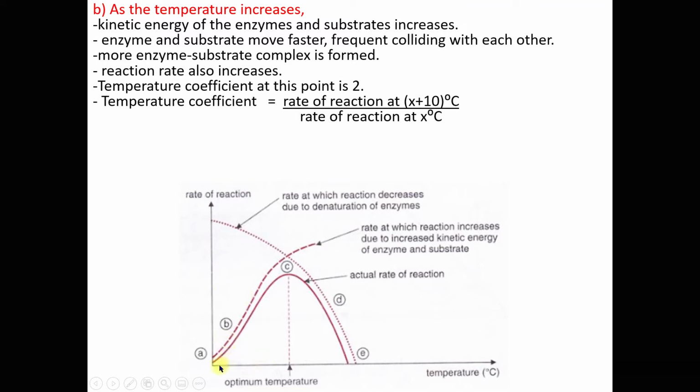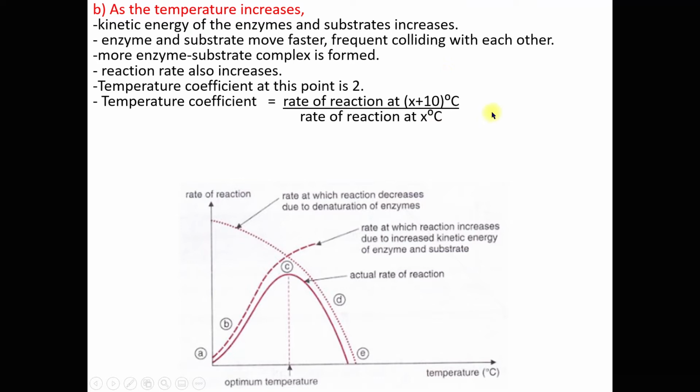So when the temperature increases, the velocity also increases, because of frequent colliding between enzyme and substrate, thus more enzyme substrate complex is formed. Now the temperature coefficient at this point is 2. If you're wondering what temperature coefficient is, it is given as the rate of reaction at x plus 10 degrees Celsius divided by the rate of reaction at x degrees Celsius.